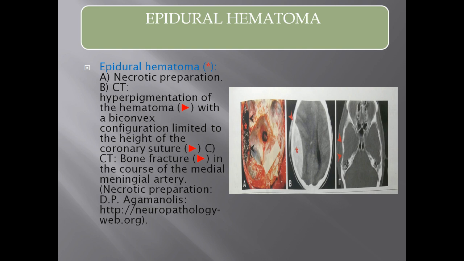Now we will see some pictures and explain them. In this picture we see A, necrotic preparation. B, hyperdensity of the haematoma with a biconvex configuration, limited to the height of the coronal suture. C, bone fracture in the course of the middle meningeal artery.